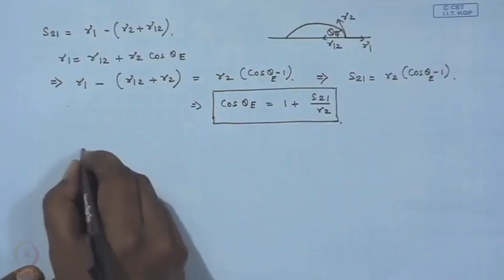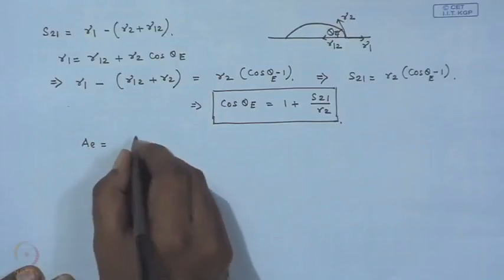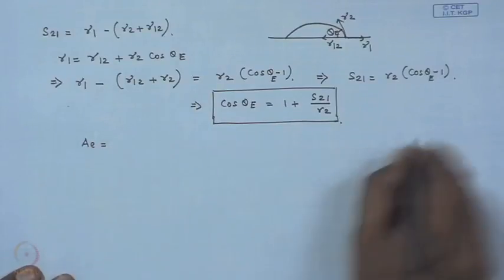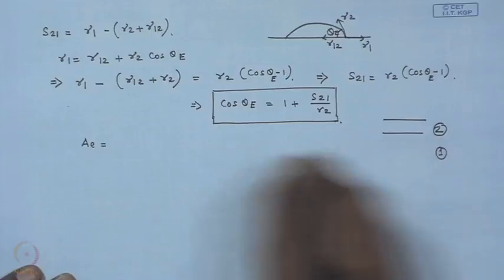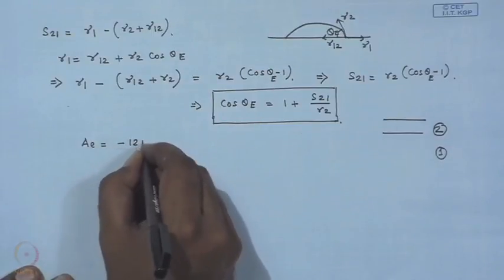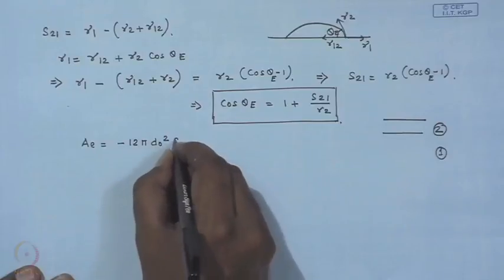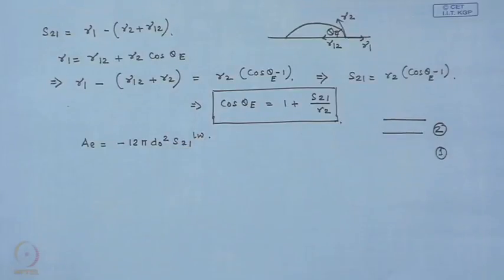And we have already said that we have been able to correlate the effective Hamaker constant for a system in which a film of layer 2 has been coated on a substrate of layer 1 as minus 12 π d0 square into S21 LW. Now, in case the liquid and the solid both are apolar and there are no other components of surface and interfacial tension, then of course S21 is equal to S21 LW, and then one can write that A is equal to minus 12 π d square into S21 LW.